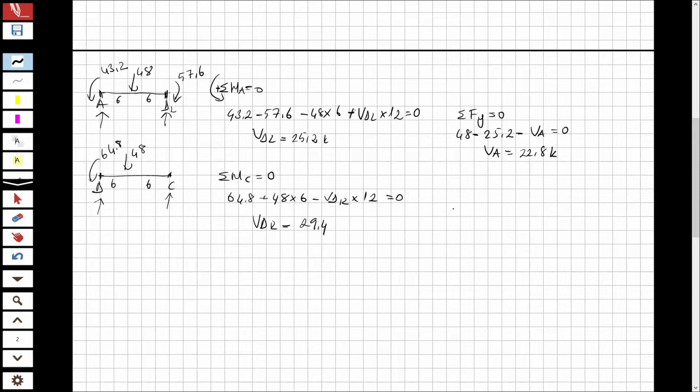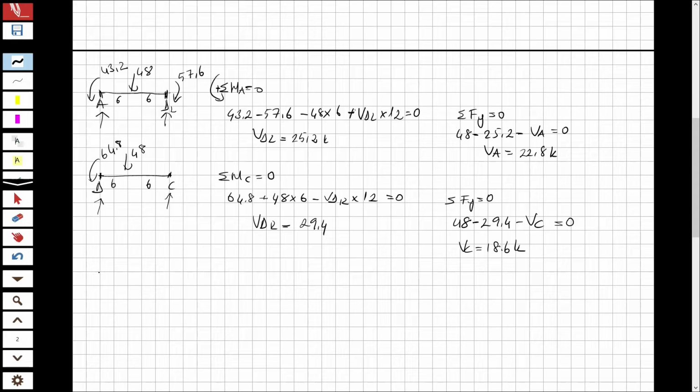29.4, and from the total Fy equal to 0, 48 minus 29.4 minus VC, this force, is equal to 0. So VC will be equal to 18.6 kips.